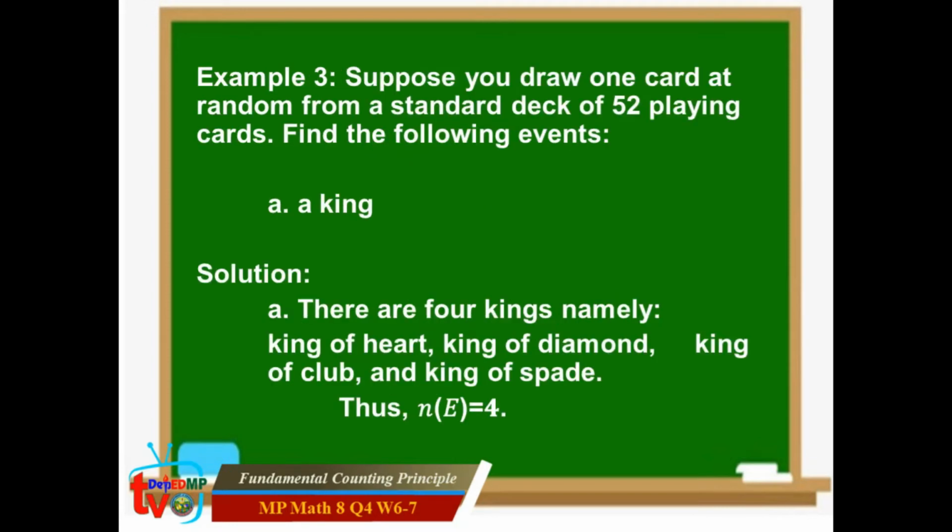Example 3. Suppose you draw one card at random from a standard deck of 52 playing cards. Find the following events. Letter A, a king. Solution. There are 4 kings, namely King of Heart, King of Diamond, King of Club, and King of Spade. Thus, n(E) is equal to 4.